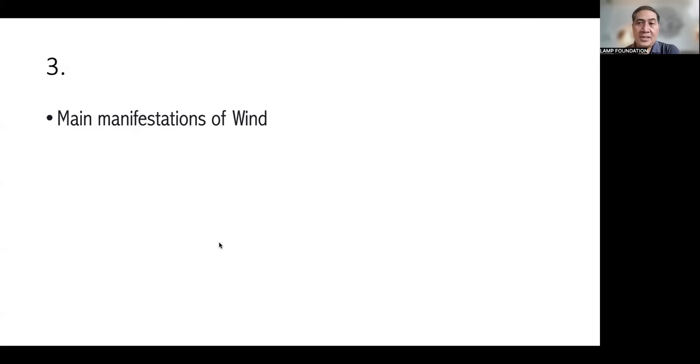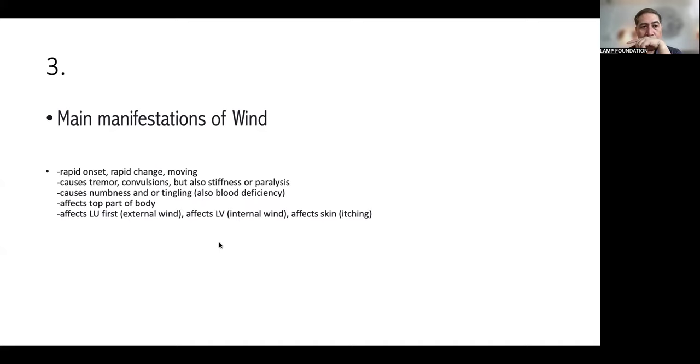What are the main manifestations of wind? There is rapid onset, rapid change, moving. It causes tremor, convulsions, but also stiffness and paralysis. It causes numbness and tingling. It can also be blood deficiency. It affects the top part of the body; it affects the lung first due to external wind, and it affects the liver due to internal wind, and it affects the skin, like itching.